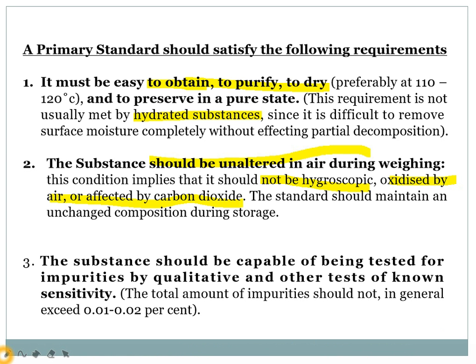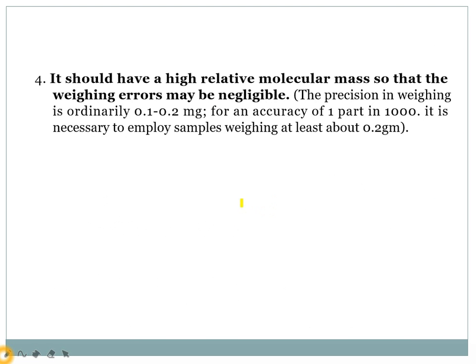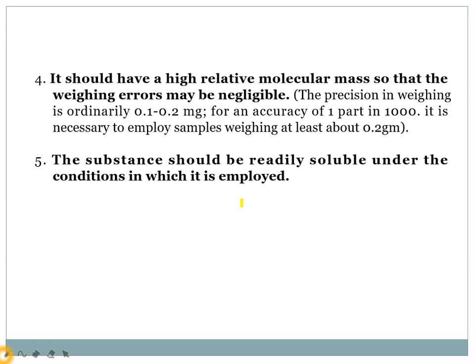The third one is that the substance should be capable of being tested for impurities by qualitative and other tests of non-sensitivity. During this testing, the total amount of impurity should not exceed 0.01 to 0.02%. The fourth one is that it should have a high relative molecular mass so that we can avoid various weighing errors. The precision in weighing is ordinarily 0.1 to 0.2 milligram for an accuracy of 1 part in 1000. And the substance should be readily soluble under the conditions in which it is employed.